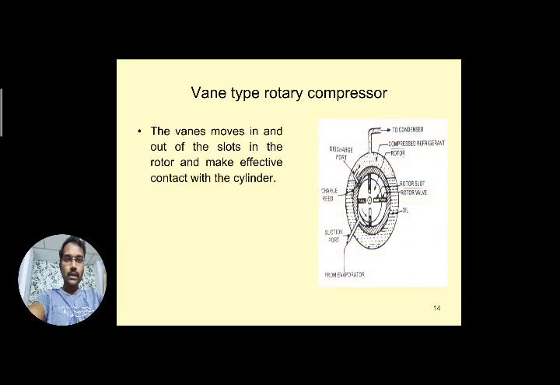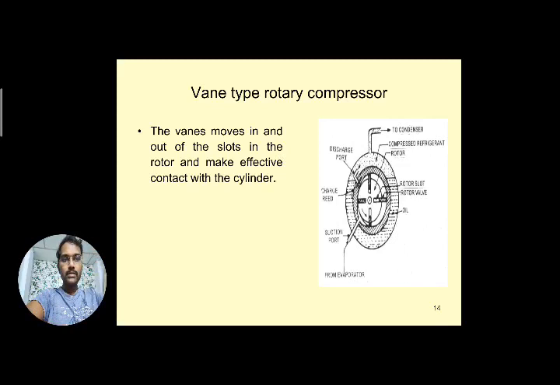Now the vanes move in and out of the slots in the rotor and make effective contact with the cylinder. Hope you understood that. Whenever the rotor is rotating, the vanes are moving inside the slots of the rotor and coming outside during its rotation like this, okay.